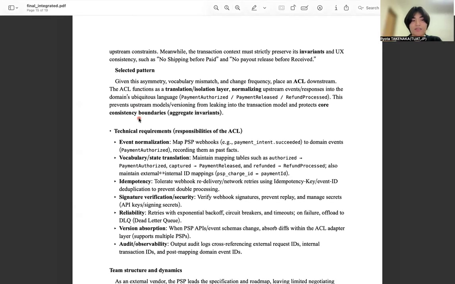The ACL acts as a translator. For example, when the PSP sends a webhook event called payment intent succeeded, the ACL translates this. It publishes a clean domain event in our own language, such as payment authorized. This protects our core domain model.